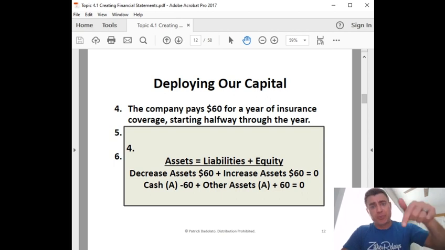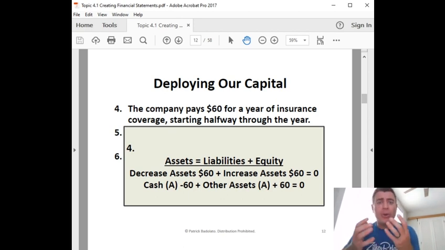Cash goes down $60. We're going to use this term other assets. And I'm going to introduce that because it's a great example of how we're going to see some aggregation of accounts on our balance sheet. So we don't see every possible scenario a company could have, enter into, or do business with, listed as its own account on a balance sheet or an income statement. We're going to see some degree of aggregation.